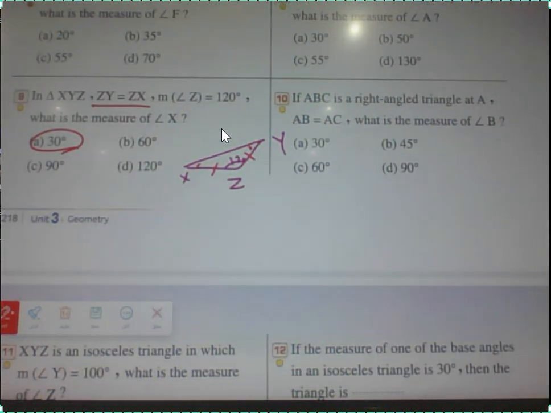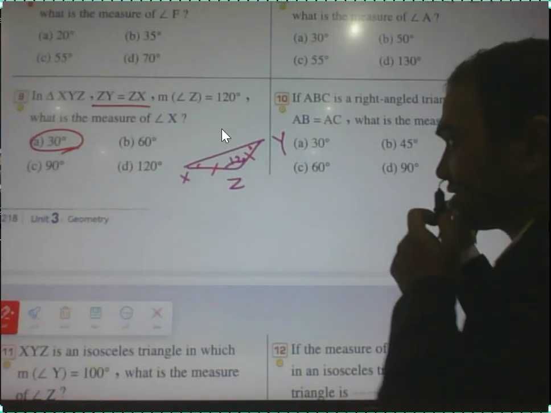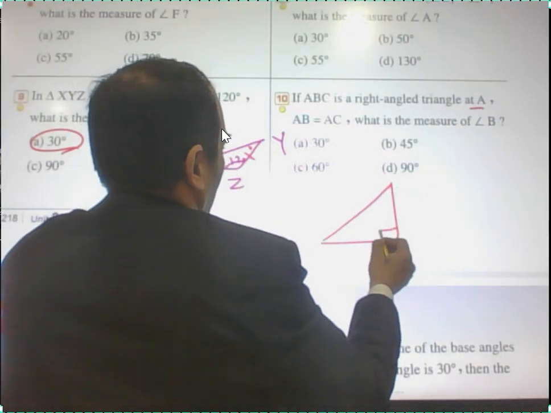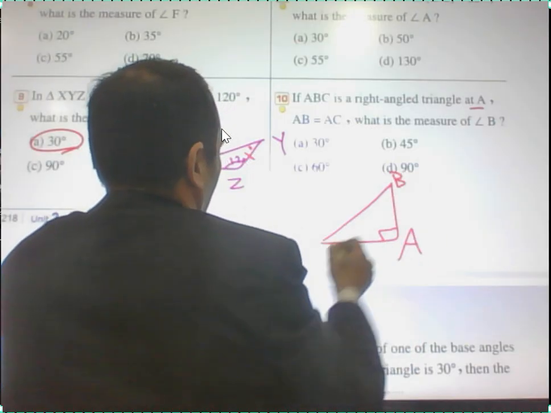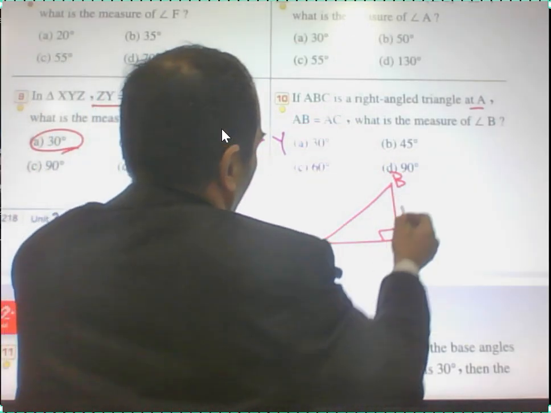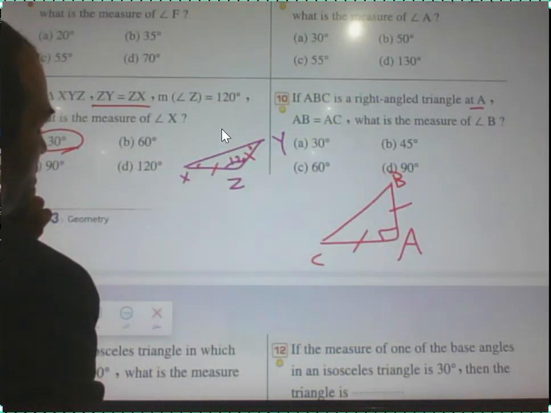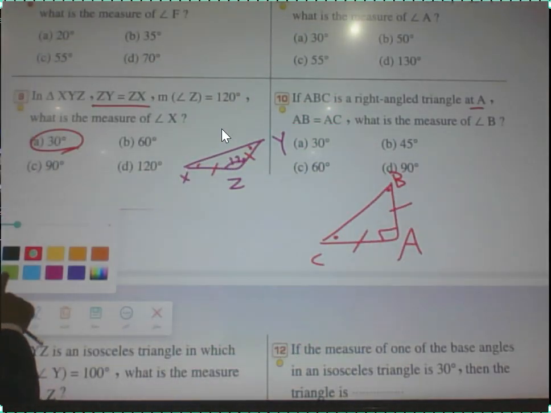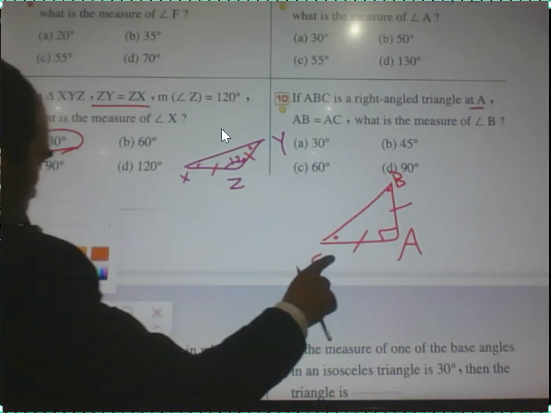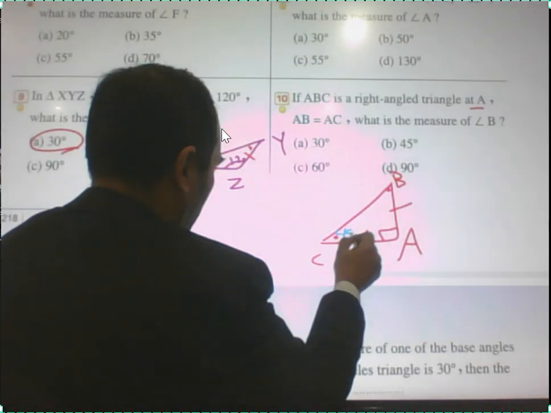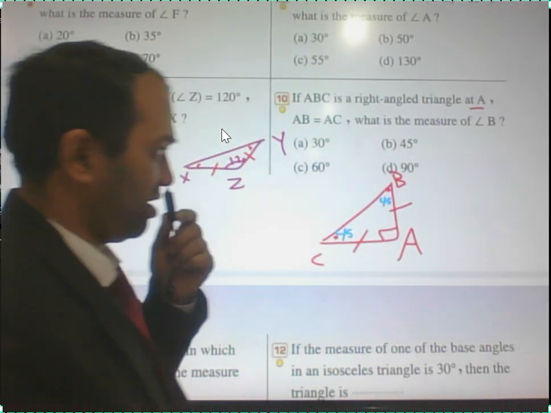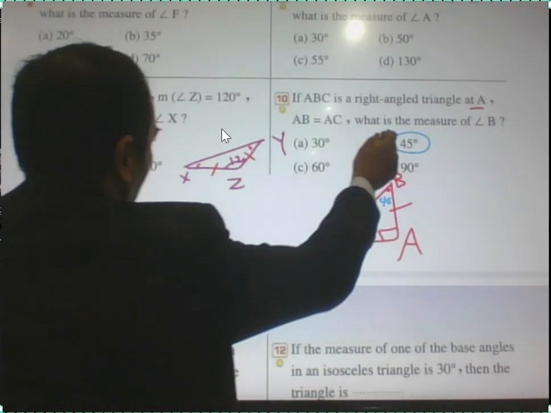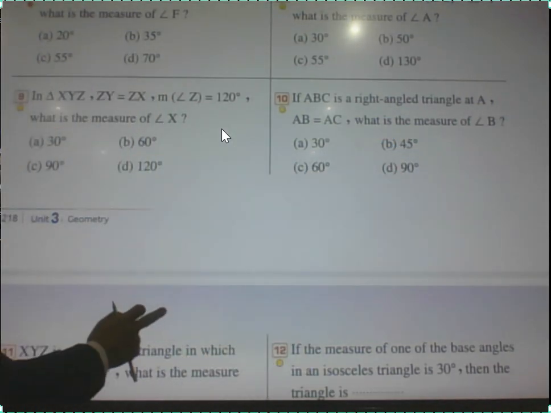Next question here. In triangle ABC, we have a right angle triangle at A. Like this. A, B, C, right angle triangle. And AB is equivalent to AC. The measure of angle B will be equal to the measure of angle C. They are equivalent. 180 subtract 90 equals 90, divided by 2 equals 45. Then the measure of angle B equals the measure of angle C equals 45 degrees. Next question.